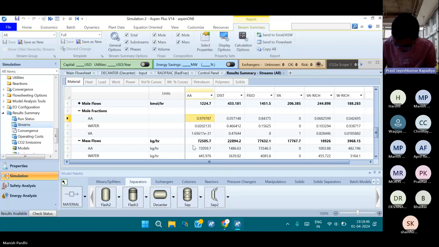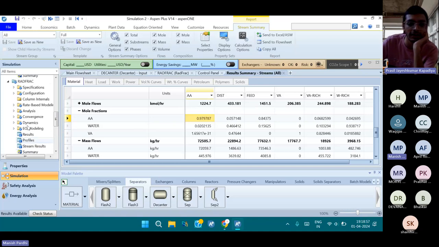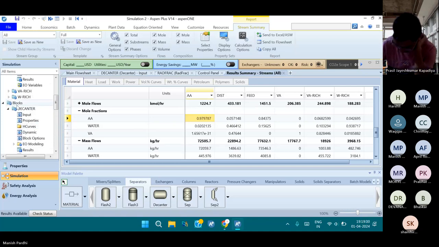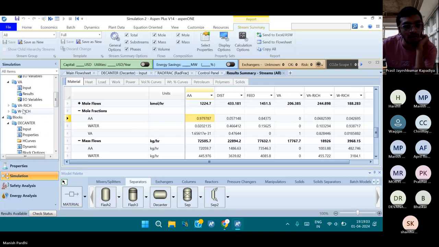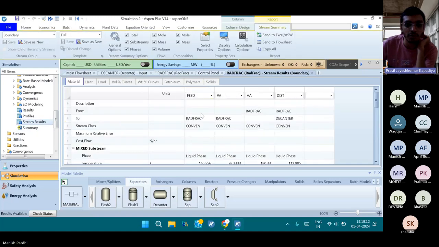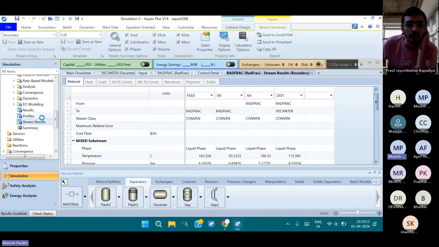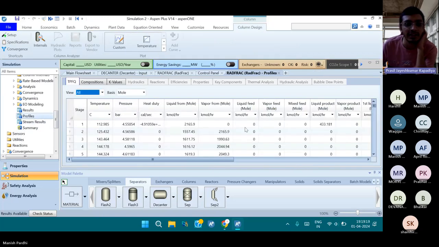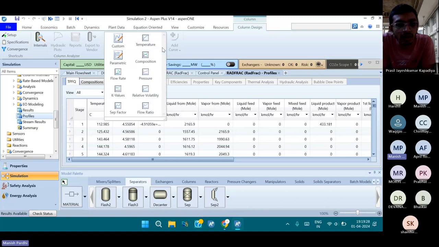I'm sorry, I'm stopping you. Can you go to results of distillation column, to blocks, and show me the profiles? I want to see the profiles. Can we plot it? Yes, this is what I want to see. Can you plot on the top? What are the options? Temperature, then composition.